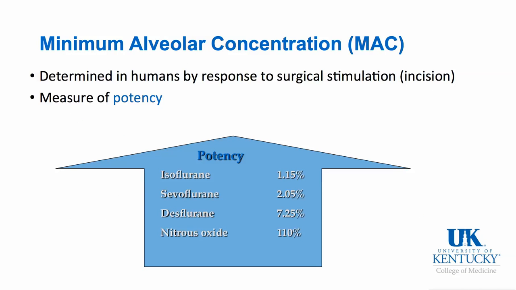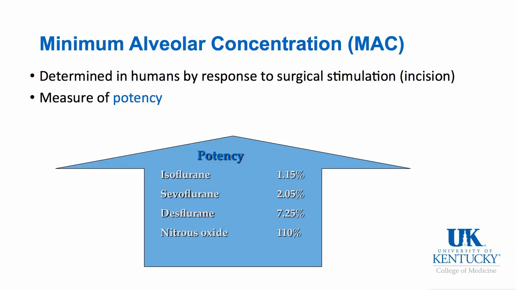If we line up the MAC of our inhaled anesthetics, you can see that MAC is a measure of potency. In humans, it's determined by response to surgical incision. In rats, it's frequently determined by a tail clamp technique, which is the noxious stimulus. But here you can see that nitrous oxide requires 110% to provide 1 MAC, which should tell you that you can't do that. You have to have some oxygen, and only under hyperbaric conditions could you provide adequate nitrous oxide to provide 1 MAC. Desflurane, not very potent, requires 7% to provide 1 MAC. Sevoflurane, approximately 2%, and isoflurane, approximately 1.2%.